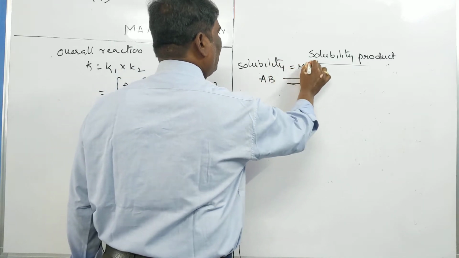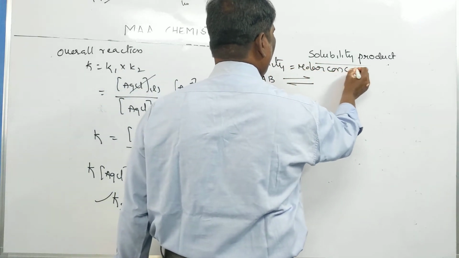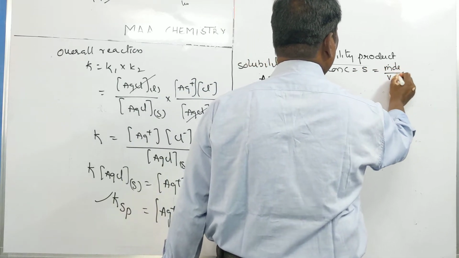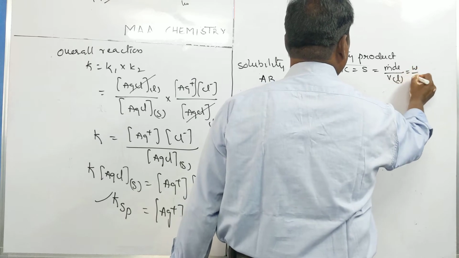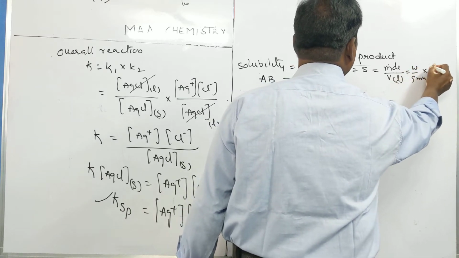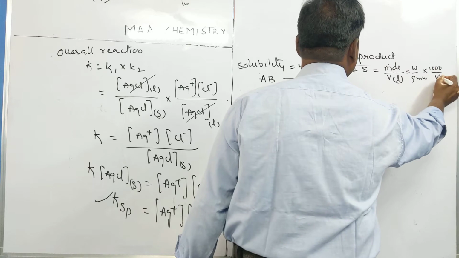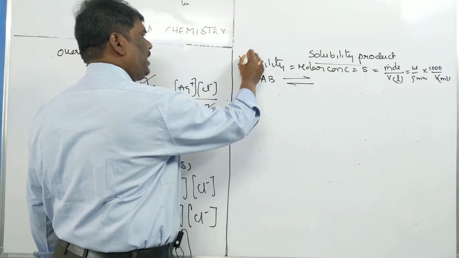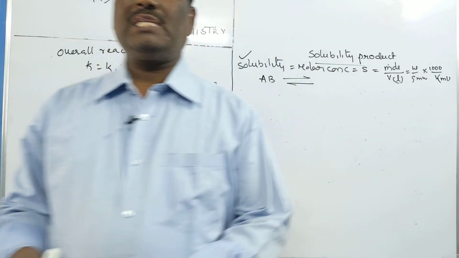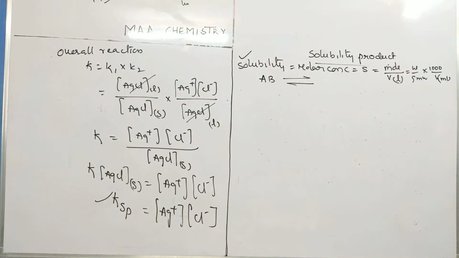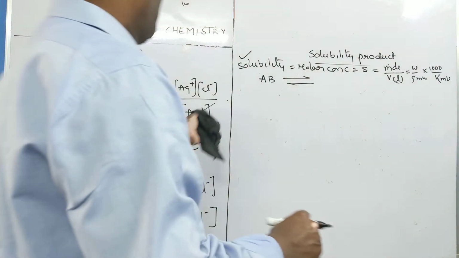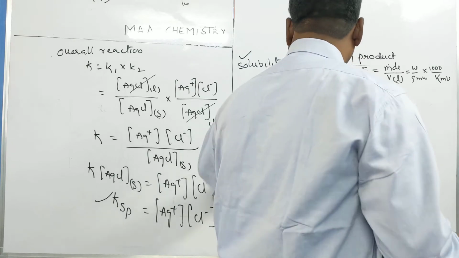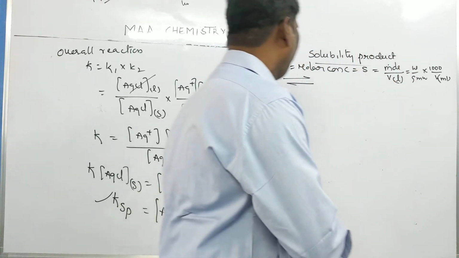Solubility is nothing but molar concentration indicated by S, which is equal to moles by volume in liter, or weight by gram molecular weight into 1000 by volume. With the help of this we will calculate the solubility S. So solubility S is none other than the molarity. Molarity of the compound is taken as the solubility.